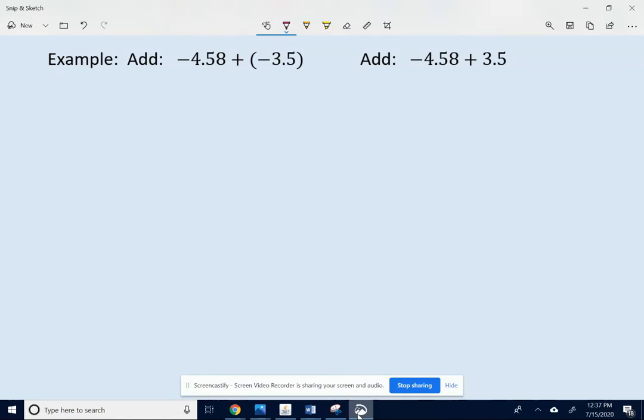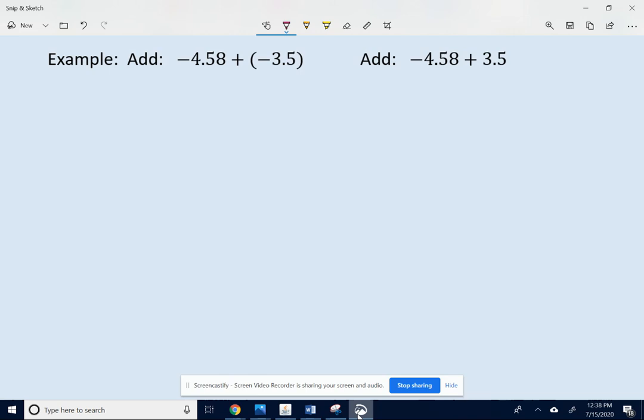Okay, let's do some problems where we're adding decimals. Okay, two things to keep in mind. Keep in mind the rules for adding positives and negatives. And also know that when you add or subtract decimals, you have to line up the decimal points.